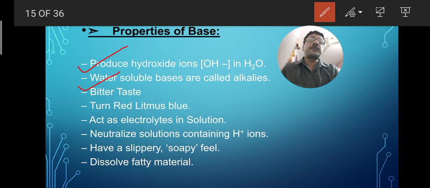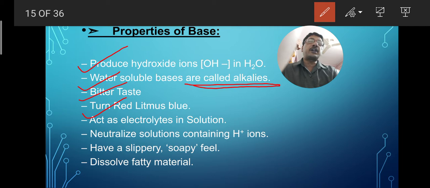Second property of the bases is they are soluble in the water, and the bases that are soluble in the water are known as alkalis. Third property, they are bitter in the taste. Already it is informed to you in the previous lecture. And fourth is they turn the red litmus into blue color. Whenever we put one drop of the base on the litmus, then immediately the red color of the litmus paper will turn into blue color.